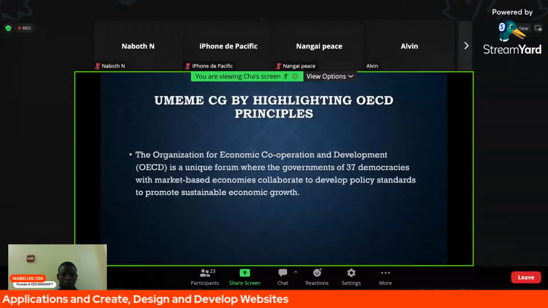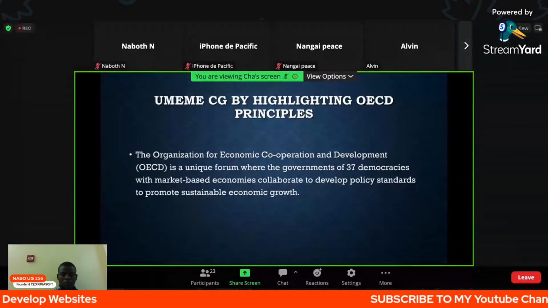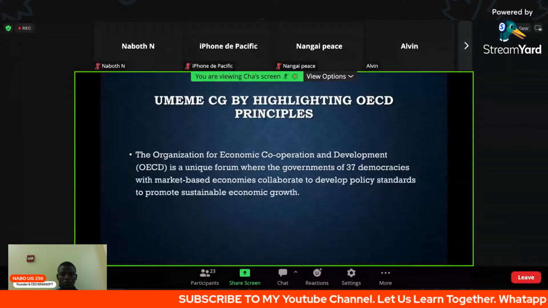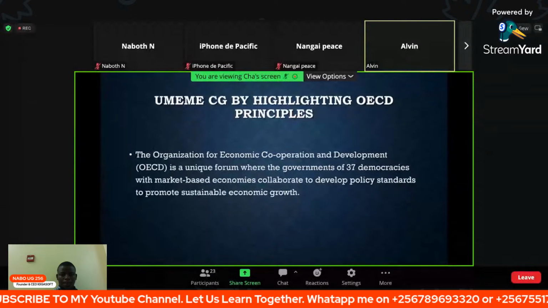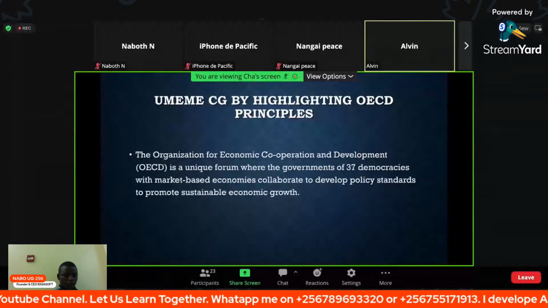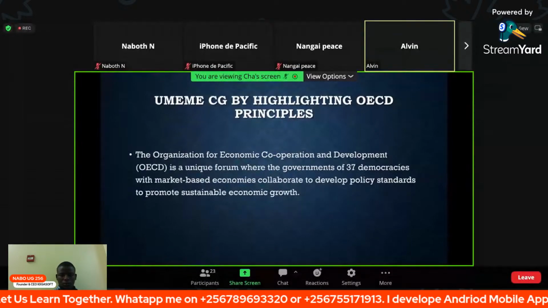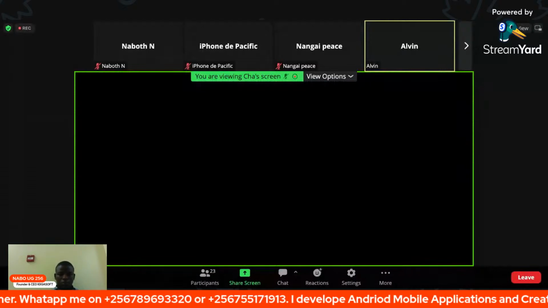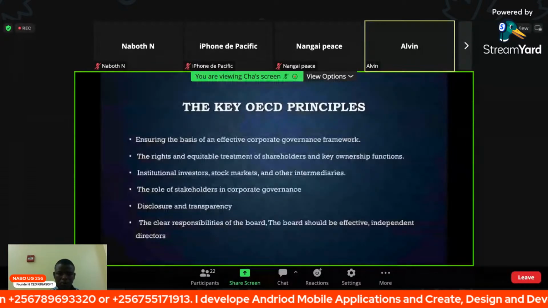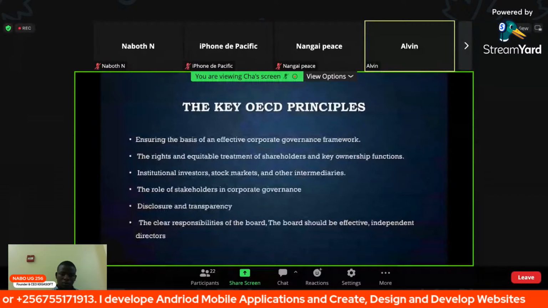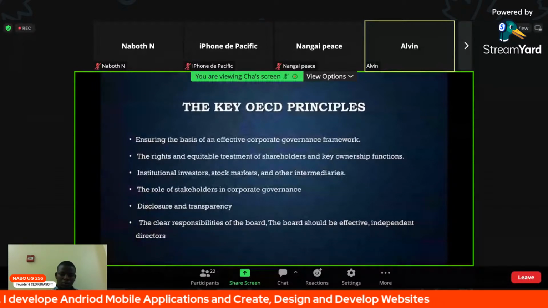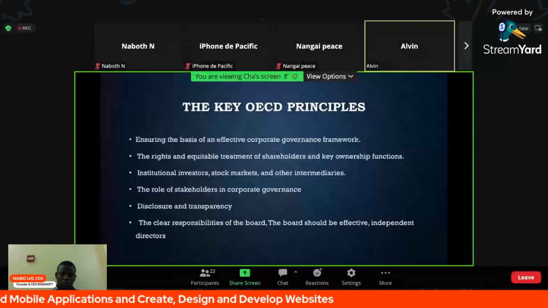Okay, talk about OECD principles of Umeme, which you can share on the slides. You can go direct to the key principles of OECD. One is ensuring the basis of an effective corporate governance framework.